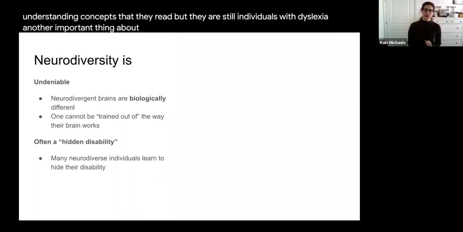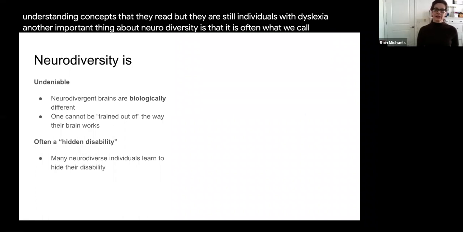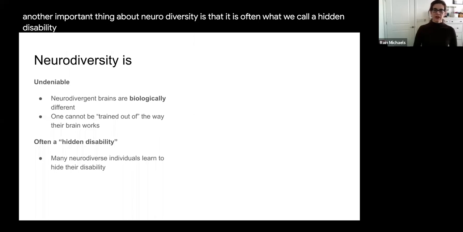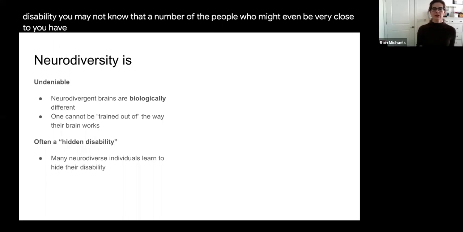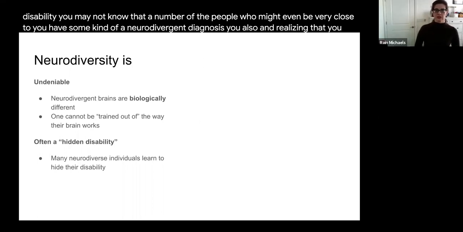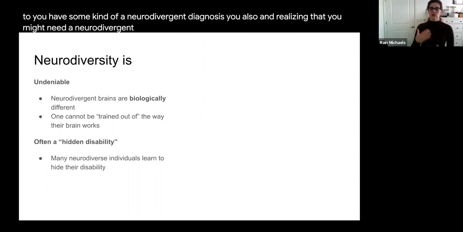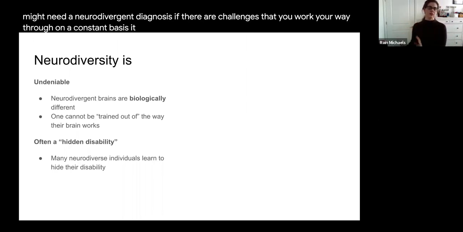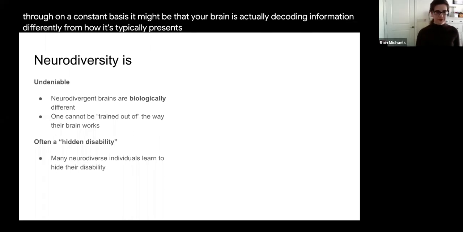Another important thing about neurodiversity is that it is often what we call a hidden disability. You may not know that a number of the people who might even be very close to you have some kind of neurodivergent diagnosis. You also may be aware that you yourself might benefit from seeing somebody and realizing that you might need a neurodivergent diagnosis. If there are challenges that you work your way through on a constant basis, it might be that your brain is actually decoding information differently from how it's typically presented.